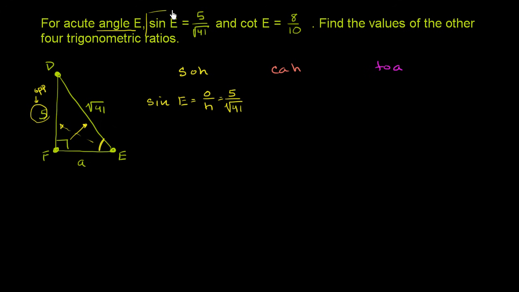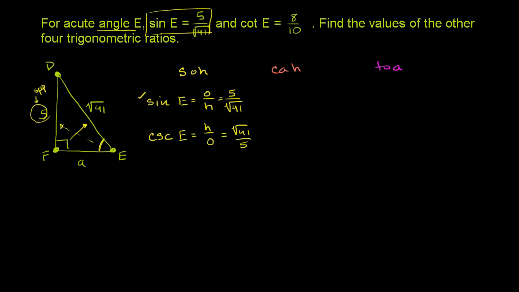So that's consistent with the information they gave us. This was kind of redundant information; we could have figured that out just from the diagram. But at least we got that out of the way. Now let's think about the reciprocal of the sine of E, which is the cosecant of E. Cosecant of E is just the reciprocal of sine, which is hypotenuse over opposite. We don't even have to look at the triangle. We could just say it's the reciprocal, which is going to be square root of 41 over 5.